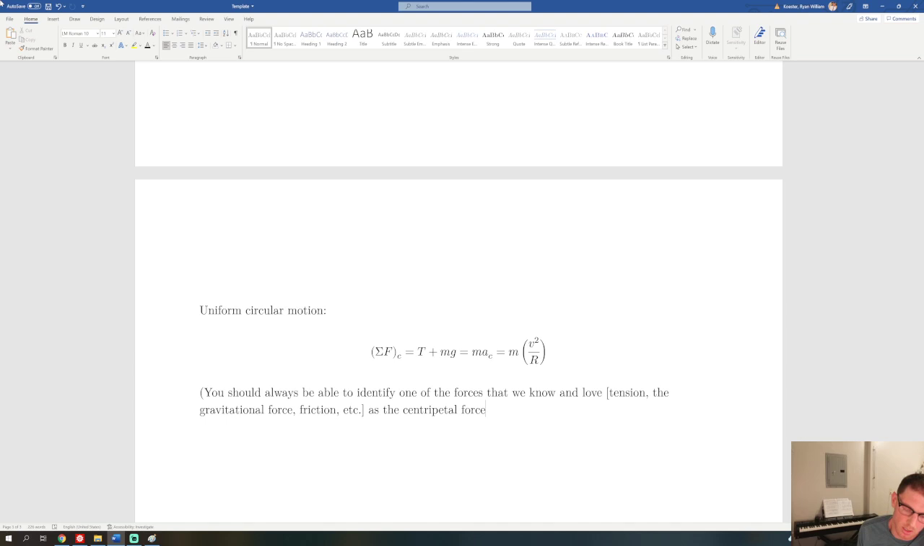But it doesn't have to be tension or the gravitational force. It should always be some force that we can identify, that we've been using up to this point.